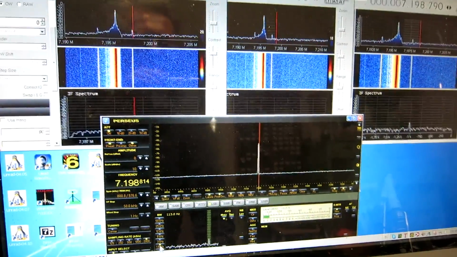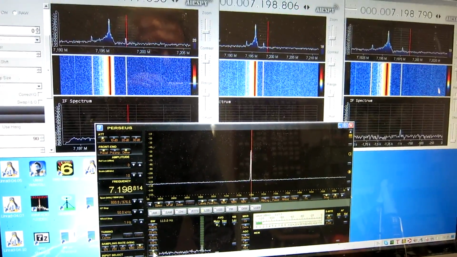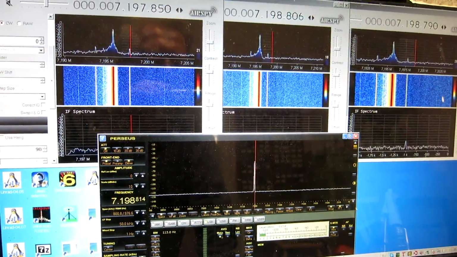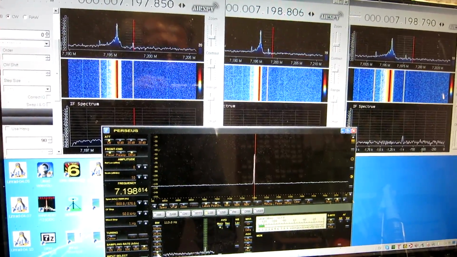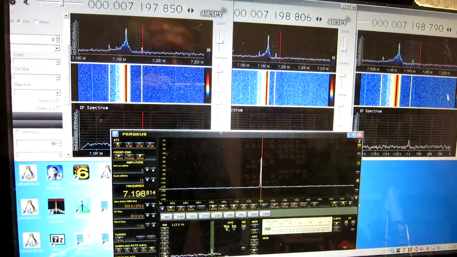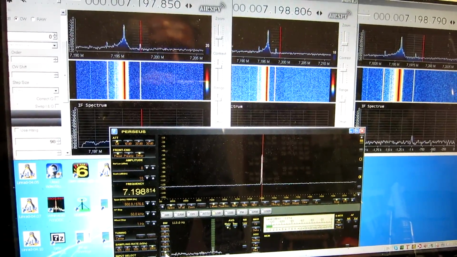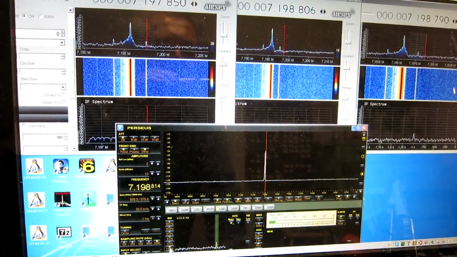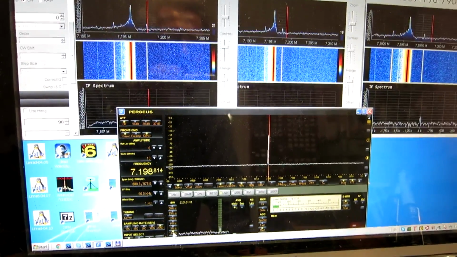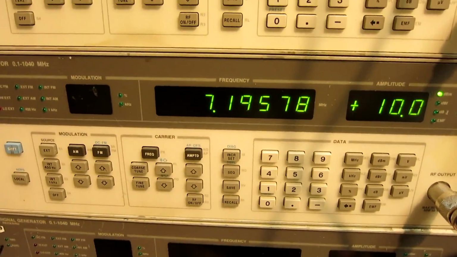In this video I look at the degradation of the signal-to-noise ratio when a strong signal is present outside the desired frequency range. I will look at different frequency separations and compare what we have on the AirSpy HF+ to what we have on the Perseus. The first case is a frequency separation of 2 kHz. This is the signal, and here is the interference.